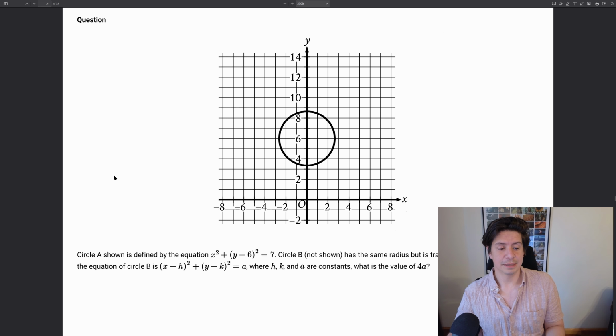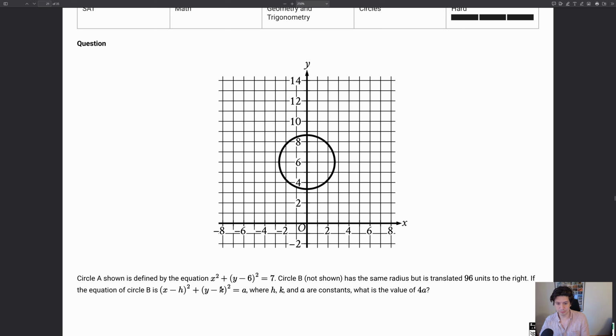And then we have this. Circle A shown is defined by the equation x squared plus (y minus 6) squared equals 7. Circle B has the same radius, but is translated 96 units to the right. If the equation of circle B is (x minus h) squared plus (y minus k) squared equals A, where h, k, and A are constants, what is the value for A?